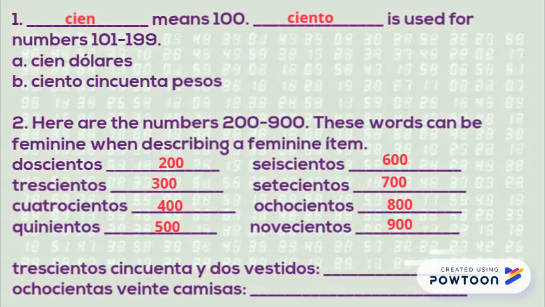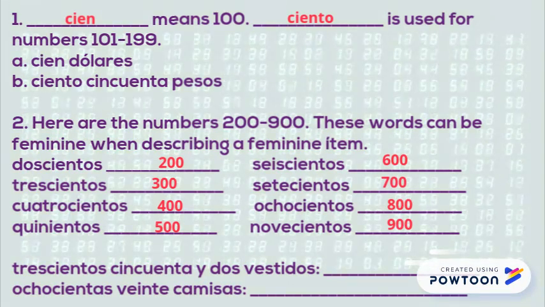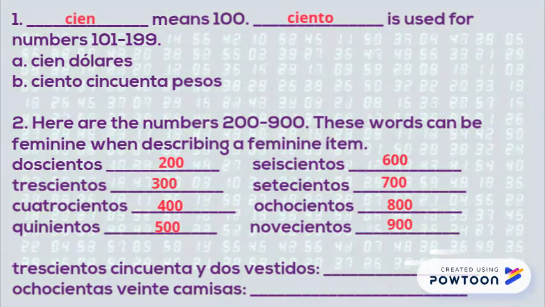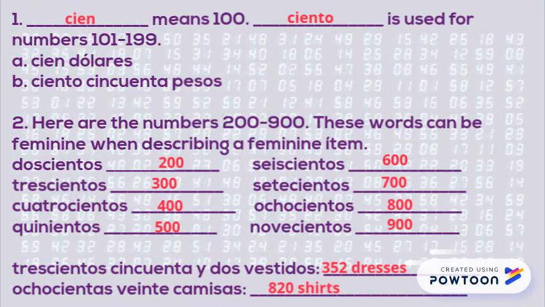seiscientos, setecientos, ochocientos, and novecientos. Okay, you notice that it does tell you that there are feminine forms of this. So if I'm describing an item, for instance, I have 200 shirts, it's doscientas camisas, because camisas is feminine. The hundreds number might end with an AS instead of an OS. And the two examples at the bottom of the screen can help you out with that one as well.